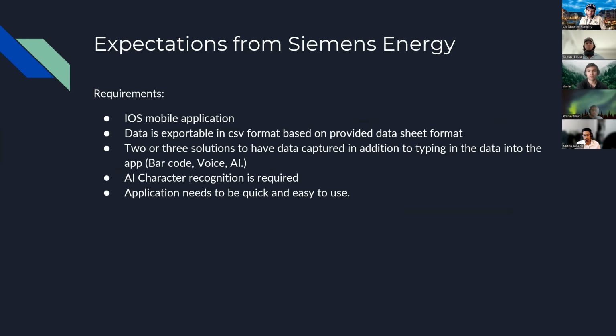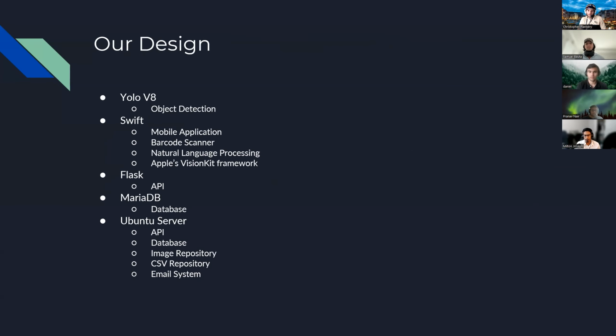format. Our expectations from Siemens Energy were that we create a mobile application, that they want the data to be exportable in CSV format. They want 2 or 3 solutions for capturing data, including barcode, voice dictation, or AI, though AI is a required feature in this application. And then, of course, they want the application to be quick and easy to use.